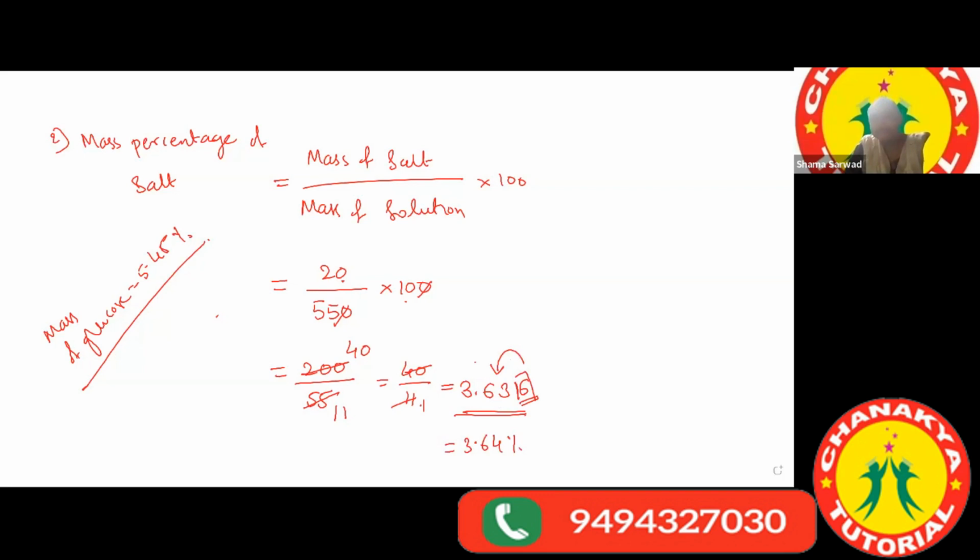Clear? If this value is greater than 5, only then. If suppose by the calculation you get 3 or 2 or 1 here, then you need not round up. Whatever value, like 3.63 only, you're supposed to write. Need not add up. Clear? Fine. This is the mathematics rule for the rounding of figures. Clear?